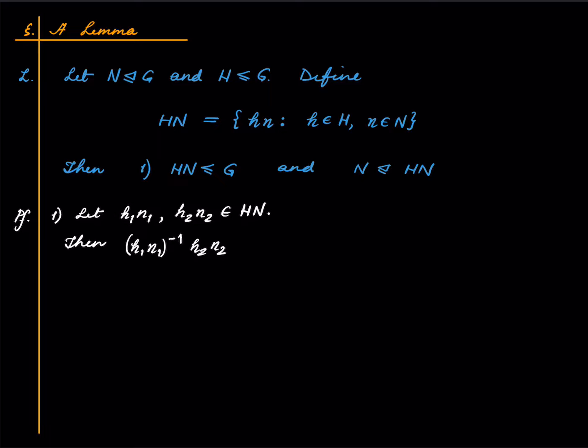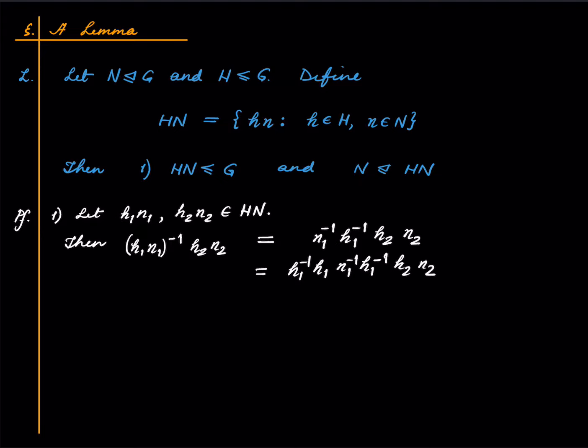This is a one-step way to decide subgroups. If you have a subset H of a group G and you want to show that it is a subgroup, all you need to do is pick two arbitrary elements in capital H and show that this is also in H. That's it. So that's what we'll do. But what is this? This is equal to n1 inverse h1 inverse h2 n2, which is equal to h1 inverse h1, n1 inverse h1 inverse h2 n2.